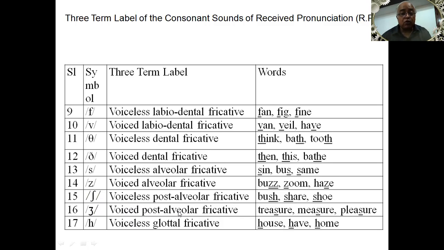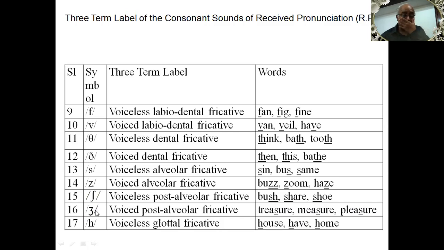It's post-alveolar because the tip of the tongue touches the back of the alveolar. It's fricative because there is a narrowing or there is a stricture of close approximation. We've got this sound j. So s in the word treasure, or in the word measure, or in the word pleasure, this is j sound.